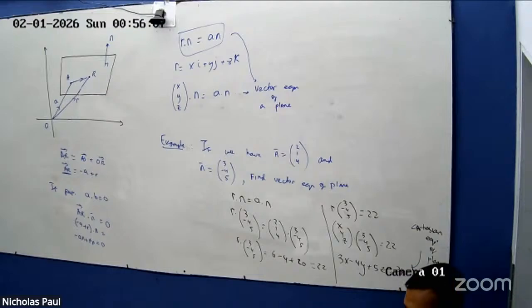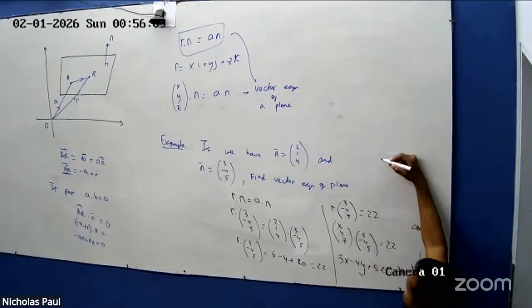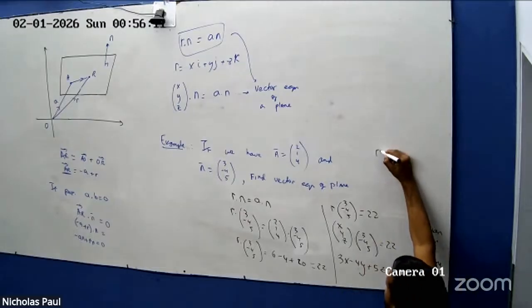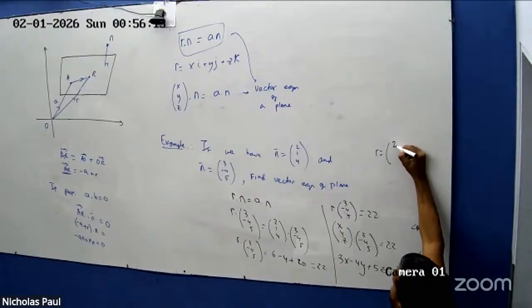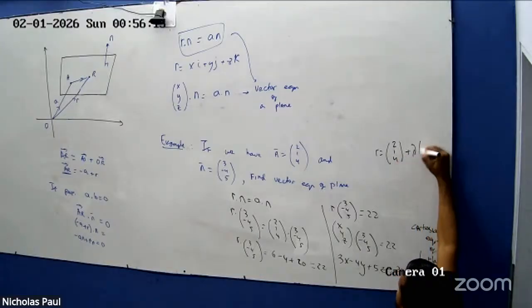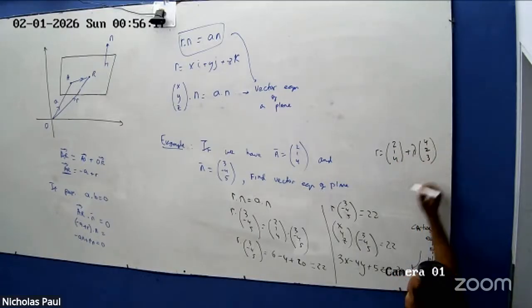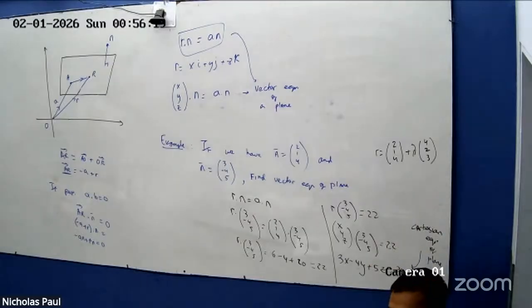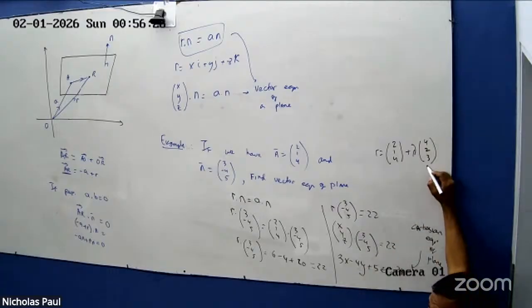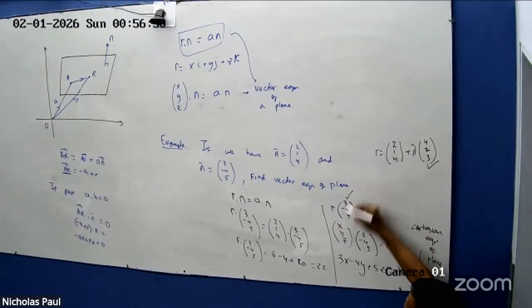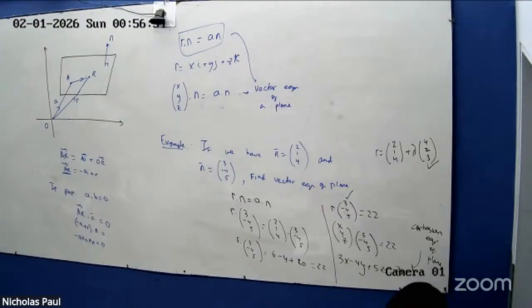Suppose I give you a line, something like this. What would you solve simultaneously? You would solve the line and the plane, this and this. You solve those two simultaneously, right? I'll show you an example of that.